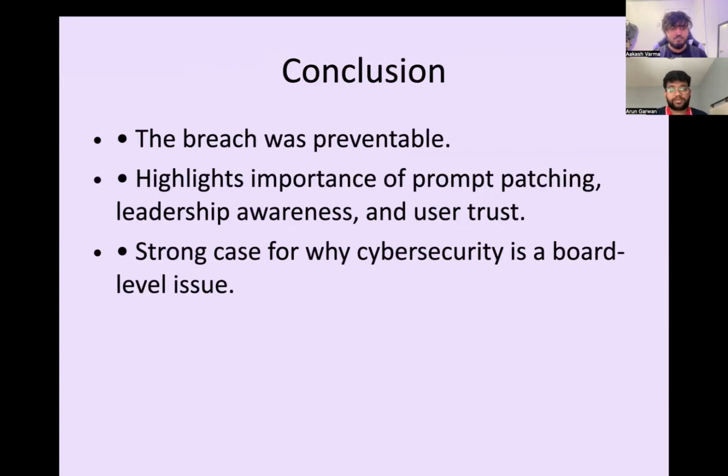So the conclusion for this slide: the 2017 Equifax breach was entirely preventable. It serves as a strong reminder that timely patching, executive awareness, and user trust are non negotiable in today's digital world. Most importantly, it underscores that cybersecurity is no longer just an IT issue. It is a boardroom priority with direct impact on an organization's reputation and survival.